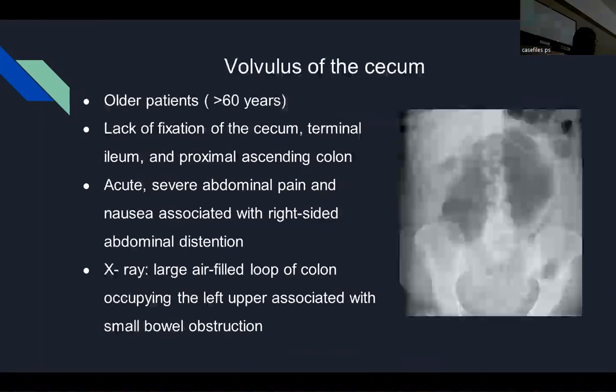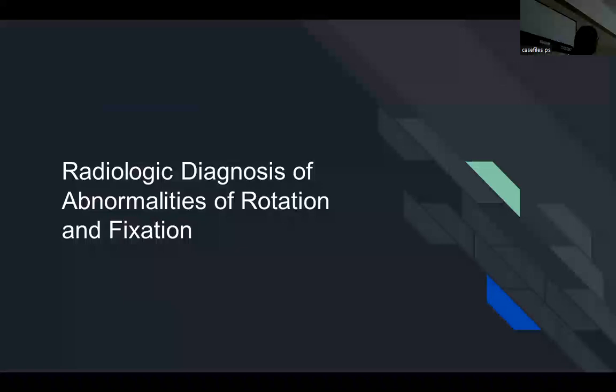Coming to the volvulus of the cecum, again, this is a presentation which occurs in the later age group. They are usually seen in adults who are aged more than 60 years. So this is due to the lack of fixation of the cecum and the terminal ileum and proximal ascending colon. So they will present with the features of obstruction, where there will be severe acute abdominal pain and vomiting, and the X-ray image will demonstrate a distended cecum, which is directed towards the left upper quadrant.